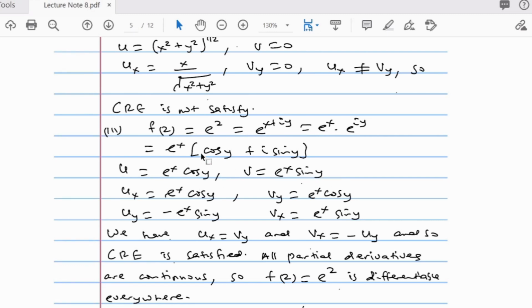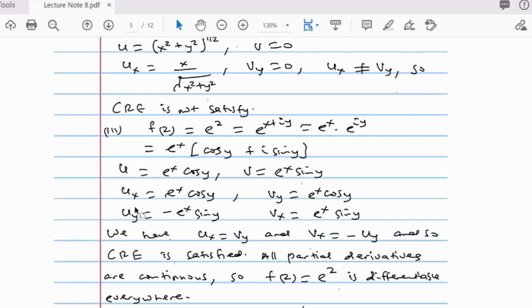So differentiate u partially with respect to x. You have e to the power of x cos y. Use your product rule. Differentiate v partially with respect to y, meaning that this e to the power of x becomes a constant. You have e to the power of x cos y.